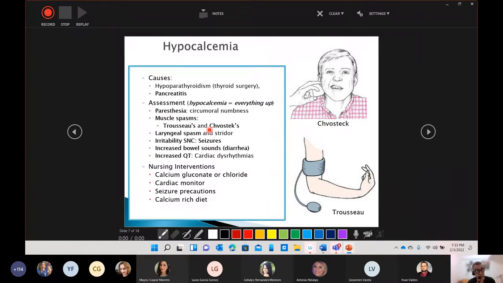Thyroid is a gland that we have here, the one involved in hyper and hypothyroidism, and it produces thyroid hormones. But behind the thyroid gland, you have little teeny glands, the size of a pea, that are called parathyroid. This is the one that I'm talking about.